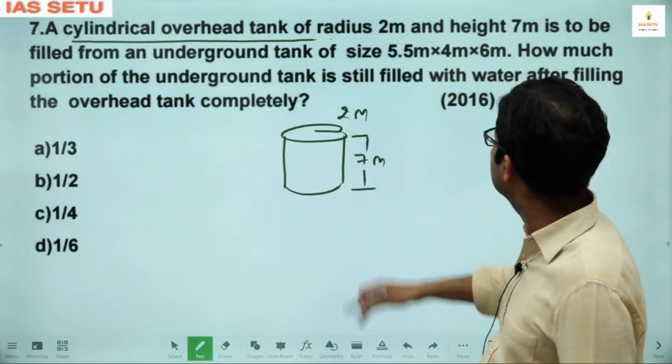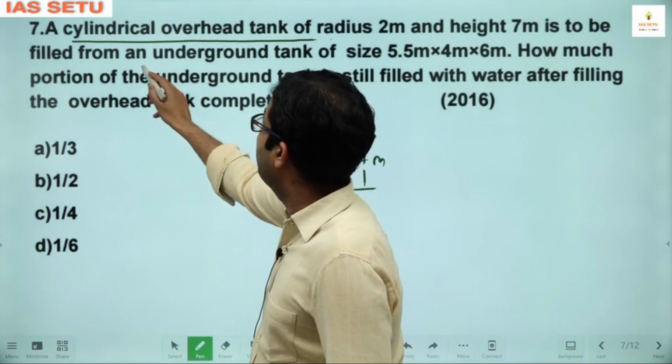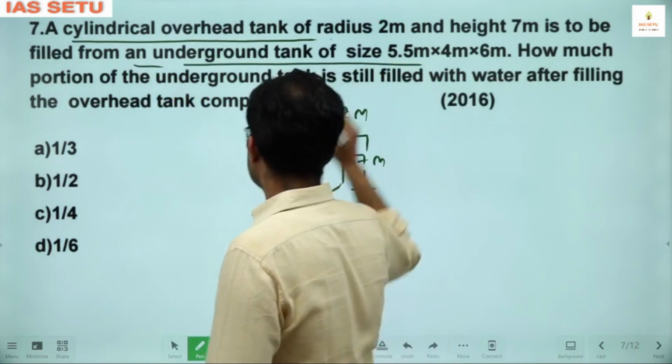has a big family, is to be filled from an underground tank of size.